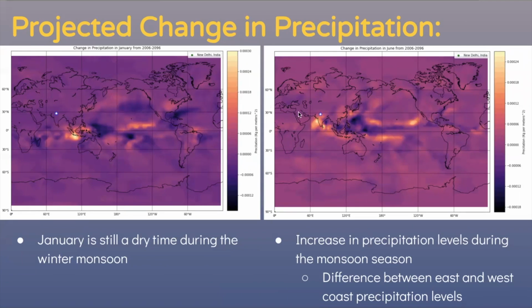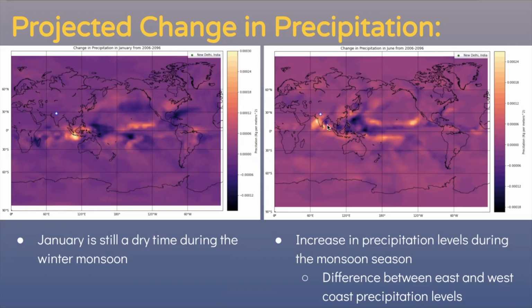As visible in the figure, the June figure, there's an expected increase in precipitation levels during the rainy season. An interesting projection in figure 2 is the increase in precipitation along the east coast, the west coast, excuse me, but a decrease in precipitation along the east coast. So I'm not exactly sure why that is, but it is something to take note of.